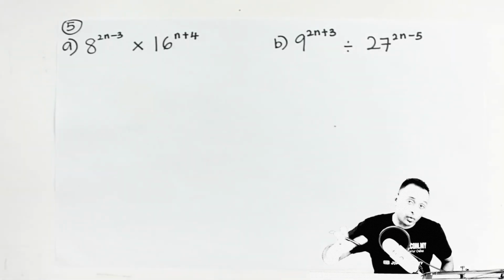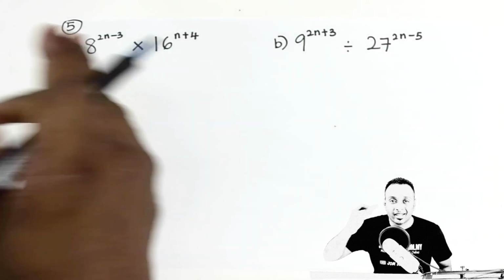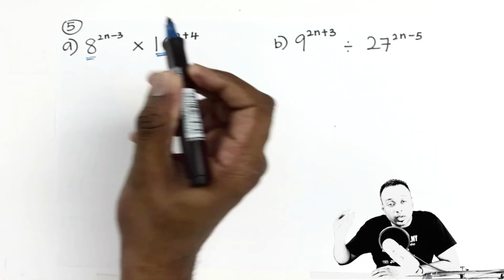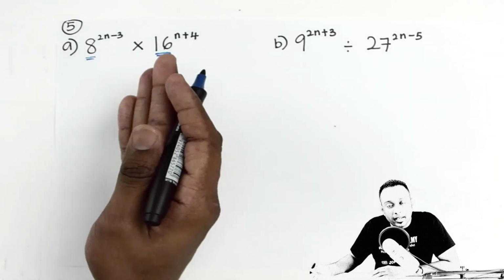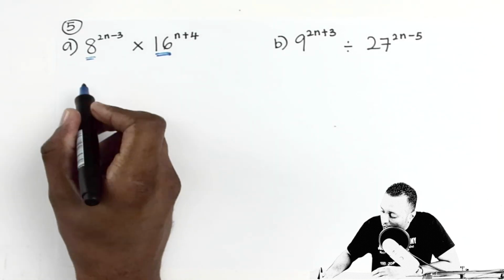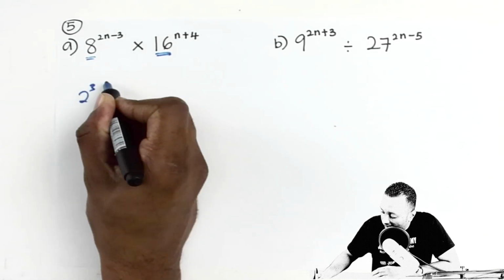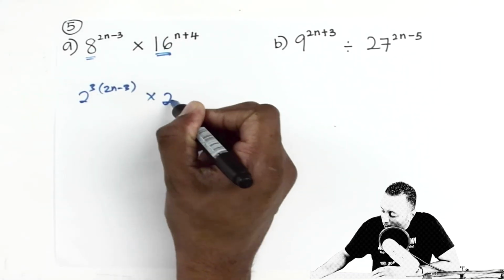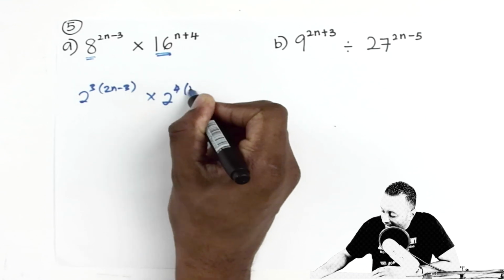Let's go into it. So the next question, question number 5, another 2 more questions. So 8 and 16, what is the first thing we need to do? The base is not same, make the base become same. So obviously I know this is base 2. So 2 power 3 is 8, and then here got 2n minus 3. And then times 16 is 2 power 4 is 16, and then n plus 4.